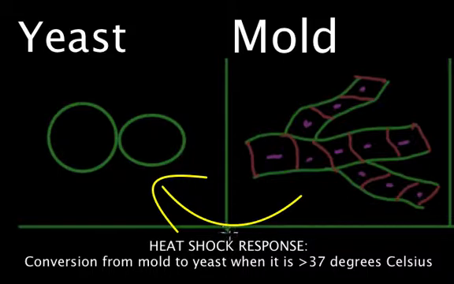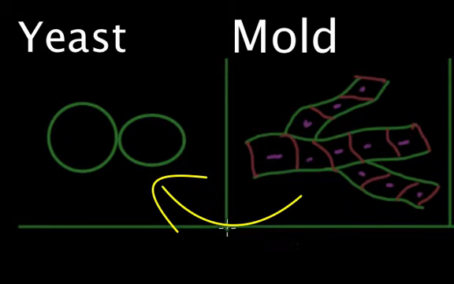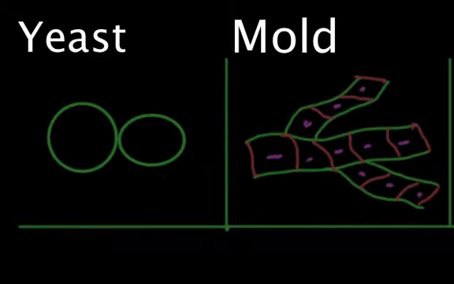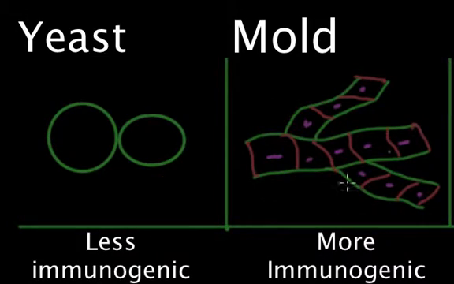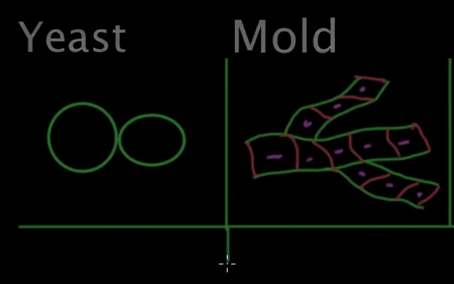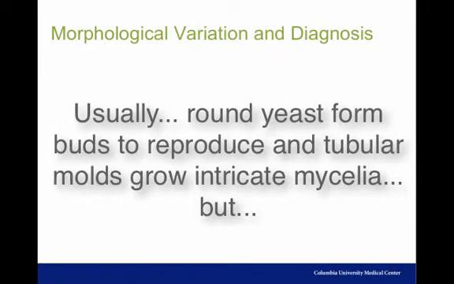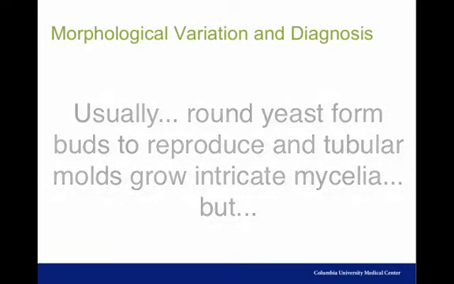In addition to understanding the metabolic changes associated with a heat shock response, you should also note that molds are typically more immunogenic than yeasts. So it makes sense then that these organisms convert into their yeast form when inside the human body. Yeasts are more likely to avoid an immunological response from the host. The morphological shapes of yeasts, molds, conidia, spores, and mycelium are all quite variable.